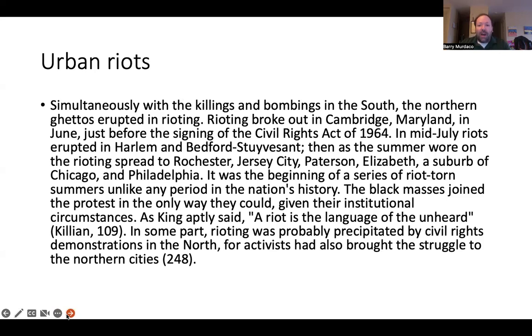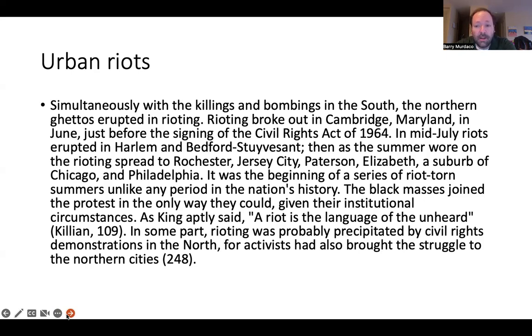Simultaneously with the killings and bombings in the South, the northern ghettos erupted in rioting as well. Rioting broke out in Cambridge, Maryland in June, just before the signing of the Civil Rights Act of 1964. In mid-July, riots erupted in Harlem and Bedford-Stuyvesant. Then, as the summer wore on, the rioting spread to Rochester, Jersey City, Paterson, Elizabeth, a suburb of Chicago, and Philadelphia. It was the beginning of a series of riot-torn summers unlike any period in the nation's history.